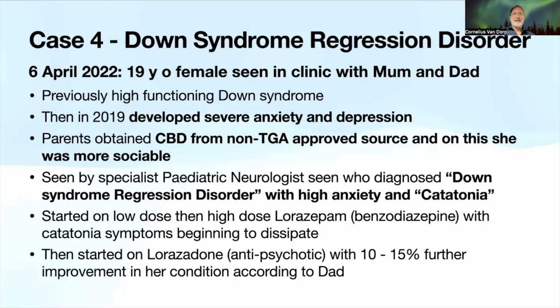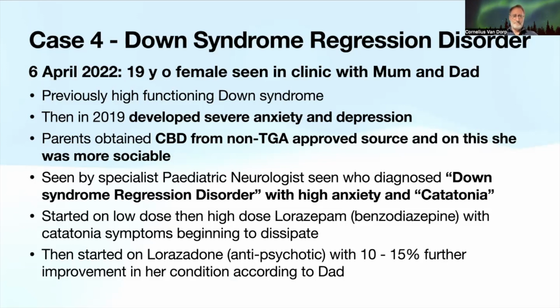Case 4 is not ASD, but Down syndrome regression disorder, which is sort of a diagnosis I'd never heard of before this particular case. There's a 19-year-old female seen in the clinic with mum and dad, previously high-functioning Down syndrome, but then in 2019 developed severe anxiety and depression. Parents obtained CBD from an illicit source, and she was more sociable on this.